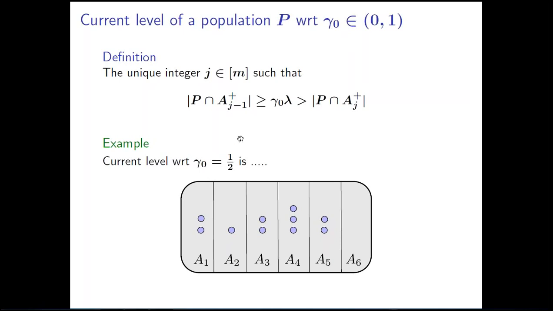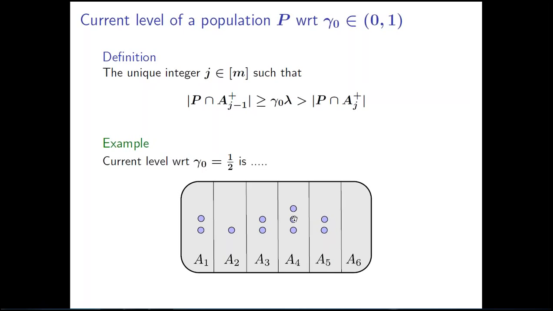Then we say that the population is at level j if we have at least gamma naught times lambda individuals at level j or higher, that is A_(j-1)+, and we have less than gamma naught lambda individuals above level j. For example, in this case we have picked gamma naught to be 1/2, and lambda is the population size. So at what level do we have half of the population at level j, and less than half of the population at level j plus 1?